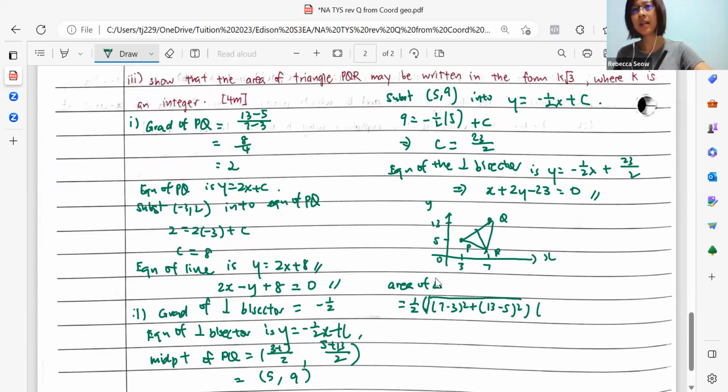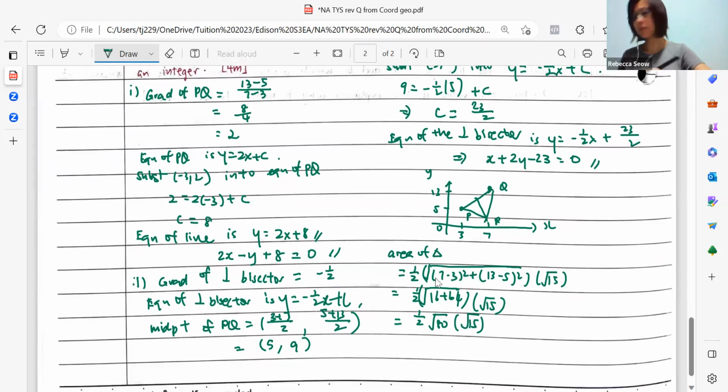Okay, half times base times height. The height is root 15. And from here, we manipulate. Within the first square root, I have 16 plus 64. Okay, and the second square root, we have root 15. So let's tidy up. Okay, and from here, we will end up with something like half multiplied by 1,200. How do we simplify? 1,200 equals to 400 times 3. And 400 is a square number.